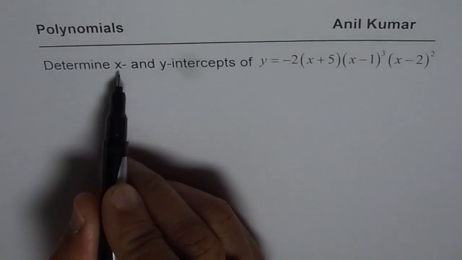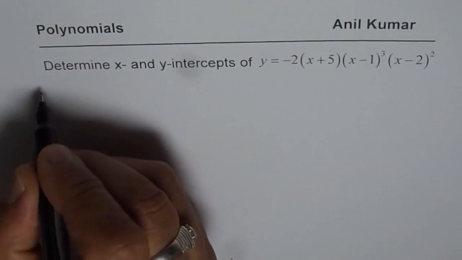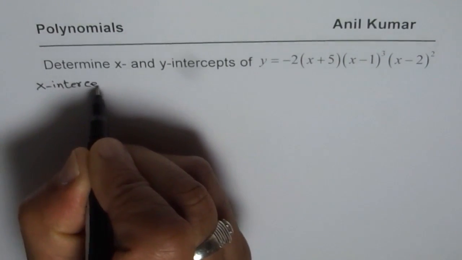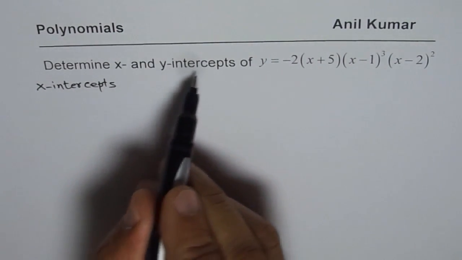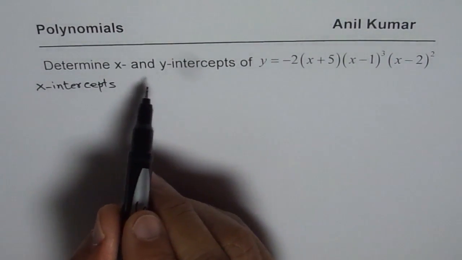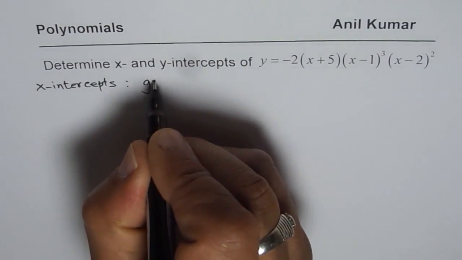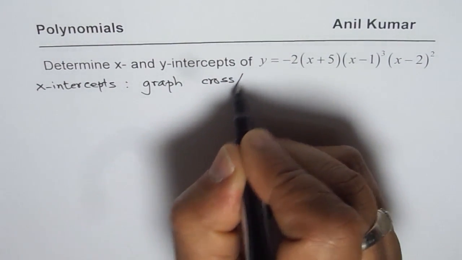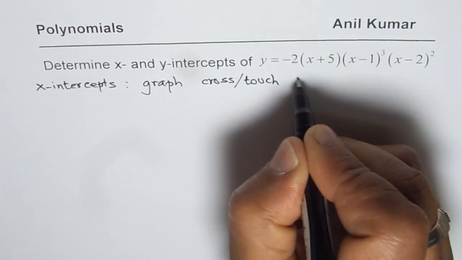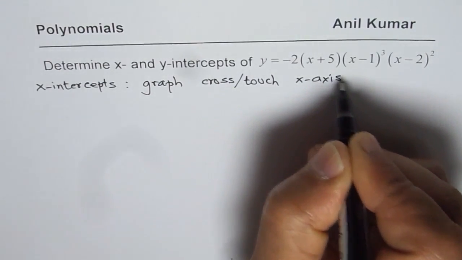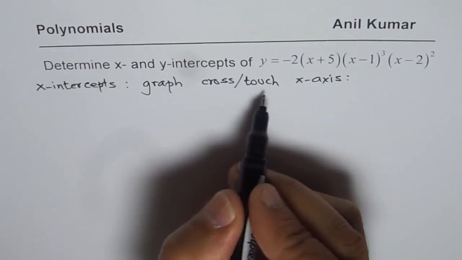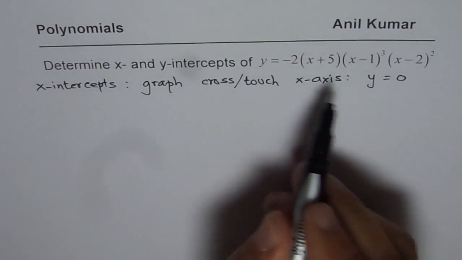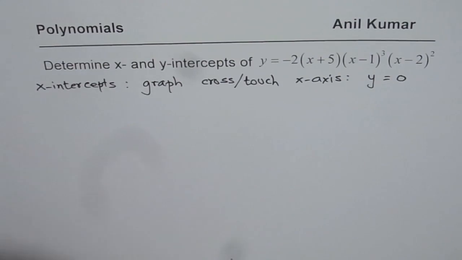Now when we say x-intercepts, what does it mean? Let's calculate the x-intercepts for the given equation. X-intercepts are the points where the graph of the function crosses the x-axis, or it may even touch it, right? Wherever the graph touches the x-axis, y is equal to 0. So the concept is to substitute y equals 0 to calculate the x-intercept.